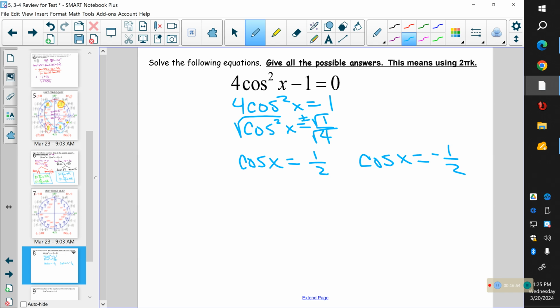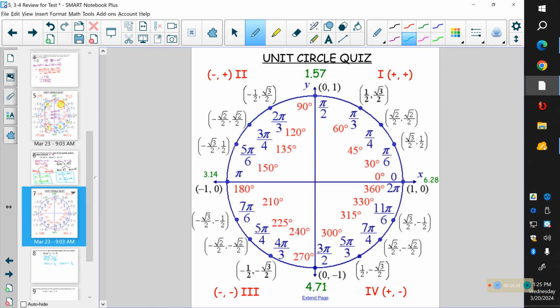Okay? So we're looking on the unit circle for when I have a positive 1/2 and a negative 1/2 for my cosine. Well, where's that going to be? 60 degrees, positive. How about here? 2 pi over 3 for the negative. How about over here? 4 pi over 3, which gives me a negative 1/2. And then 5 pi over 3, which gives me a positive 1/2.